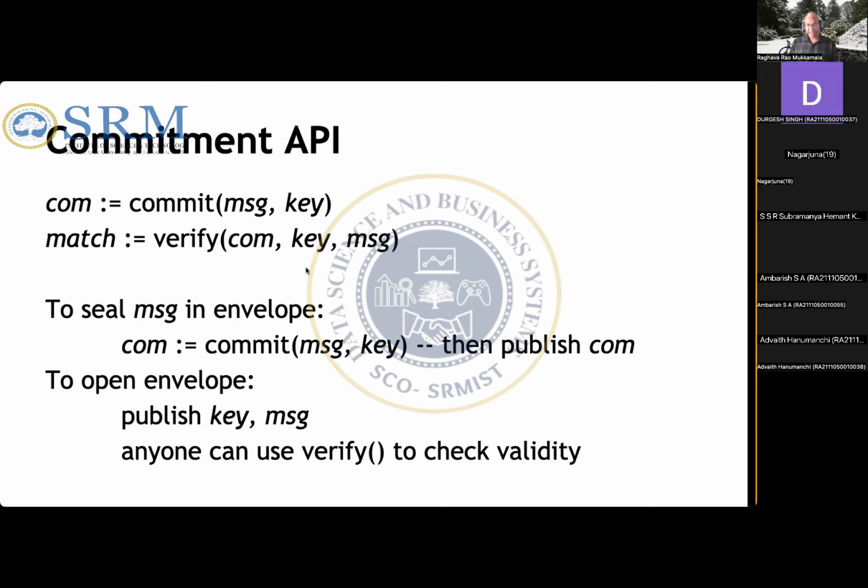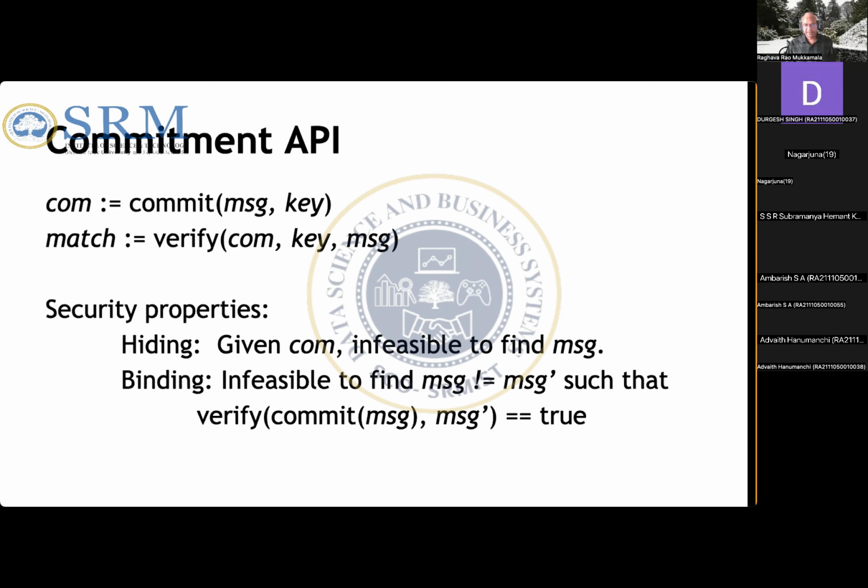So what I do is, I will reveal the message saying that heads, and I will reveal my key. And if I am honest, then people can see that they will put the message and the key and hash it, and then they will see if they get the same commitment, then the value is right, right?